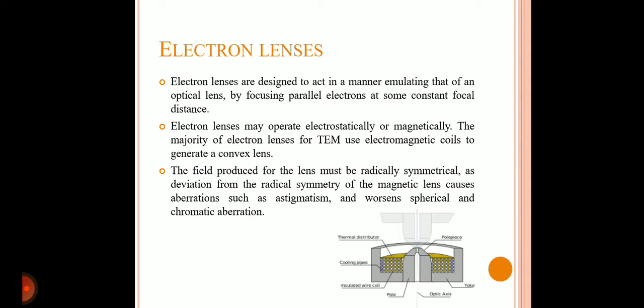Electron lenses are manufactured from iron, cobalt, or nickel-cobalt alloys such as permalloy. They are selected for their magnetic properties such as magnetic saturation, hysteresis, and permeability.